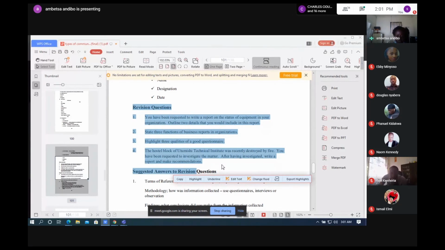The second question, state 3 functions of business reports in an organization. We talked about that: decision making, obtain funding. What else did I say? To recommend improvements, to inform management about work in progress, to provide an account of something witnessed or investigated, to meet legal requirements. Highlight 3 qualities of a good questionnaire.